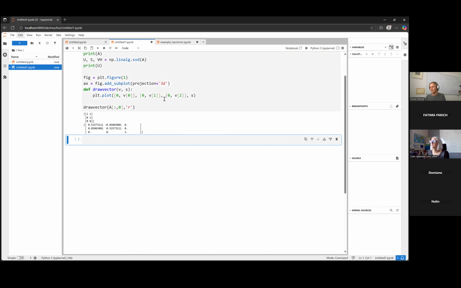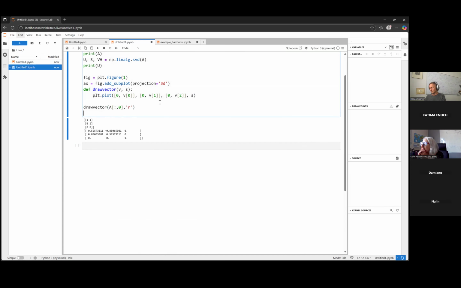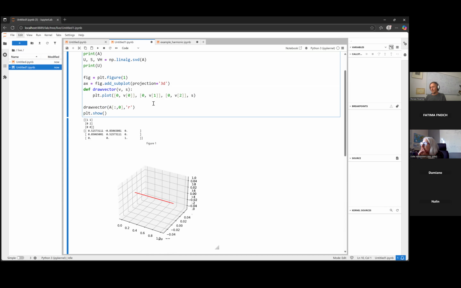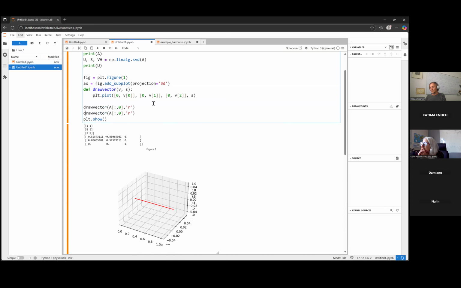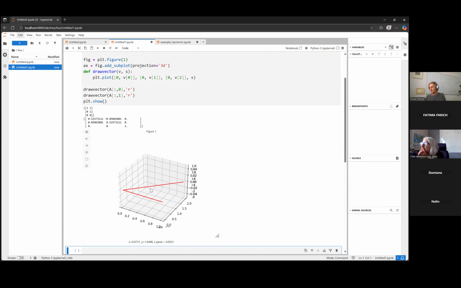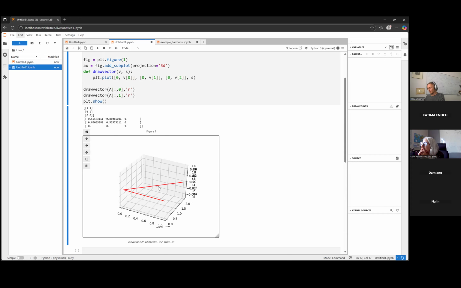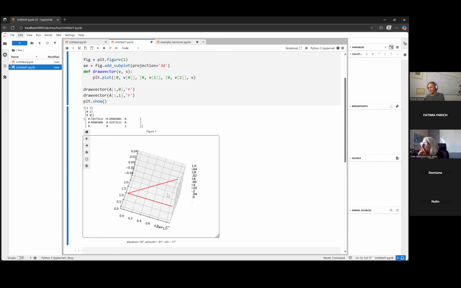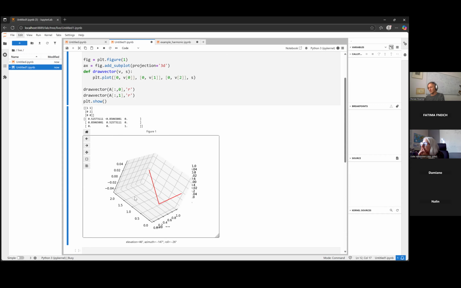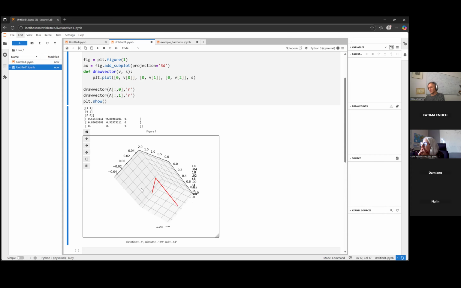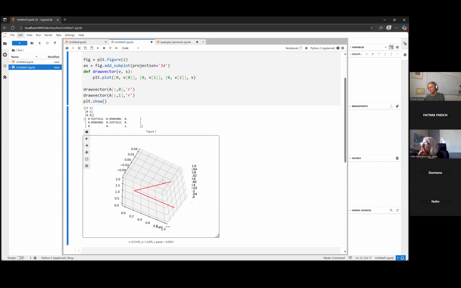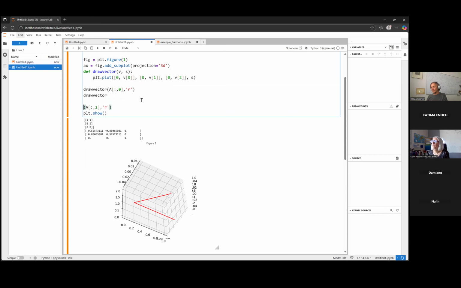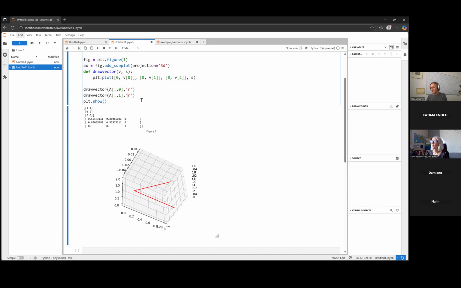Let's see if that works the way I want to. I need to do show. There we go. And the second column of A. There we go. So you can see that what I did is I defined a basis for the XY plane, but the basis is not orthonormal. Yeah, so you can see that these vectors are not orthogonal to each other, but they form a basis.